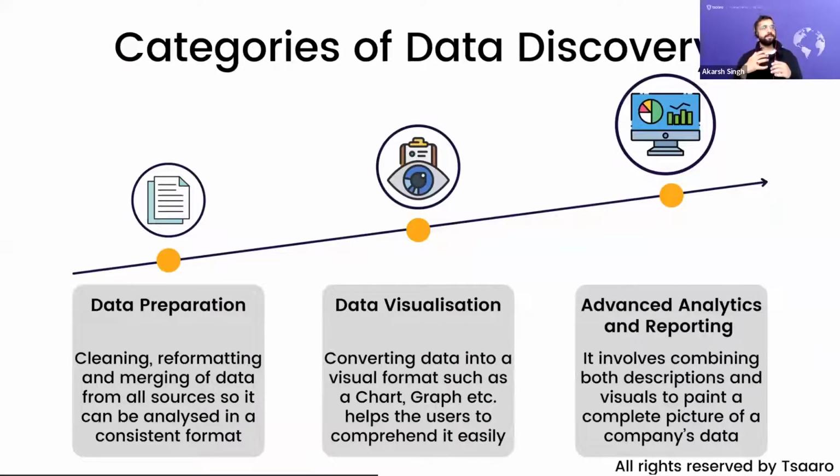My next point is, what are these categories of data discovery? Because as privacy professionals, my thought process is different. My thought process is like a police, right? Where the data is going, where data is coming from.